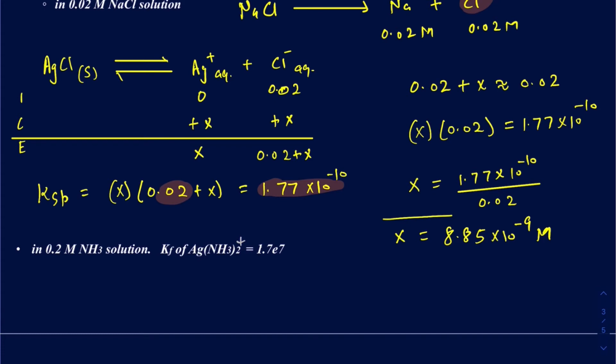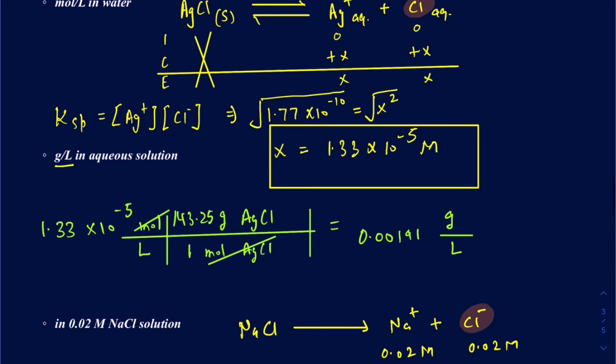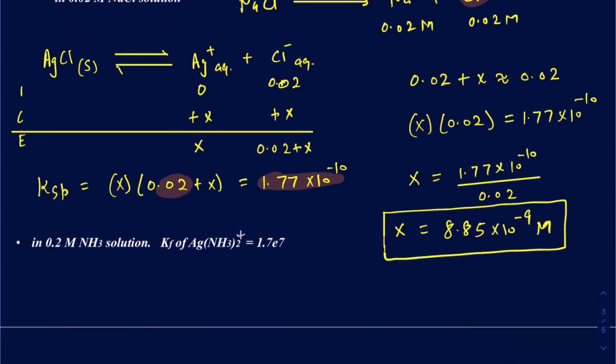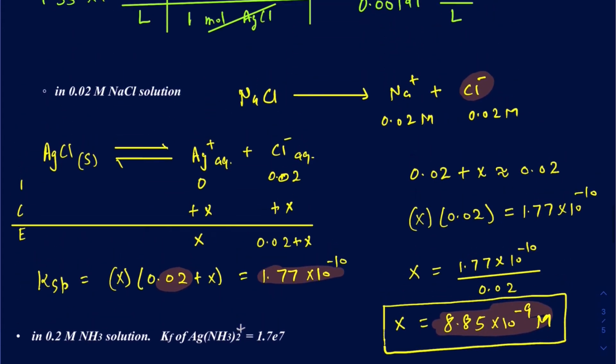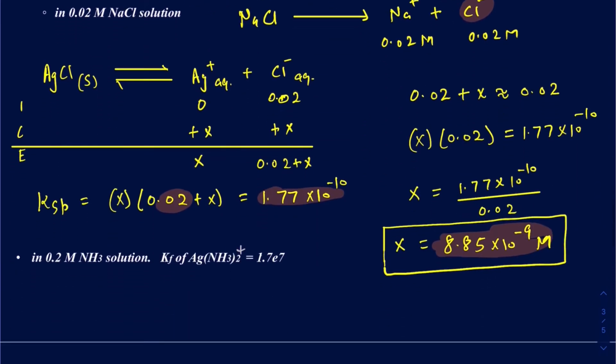Now, what happens when you have a common ion? Does the solubility increase or does it decrease? Well, common ion decreases the solubility, and if I go back and check what the solubility was earlier, the solubility in water was 1.3 times 10 to the minus 5. But now, what happens to the solubility when you have a common ion? Well, it goes to 8.85 times 10 to the minus 9. So clearly it has decreased dramatically from what we originally had just in water. So that's why we said the solubility is always going to decrease when you have a common ion.